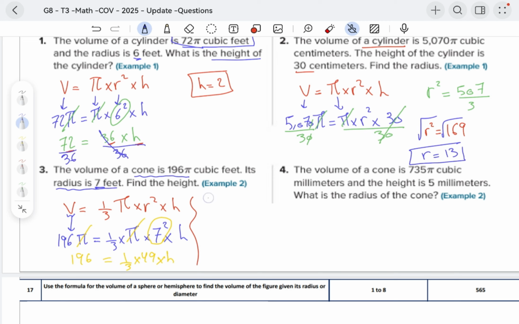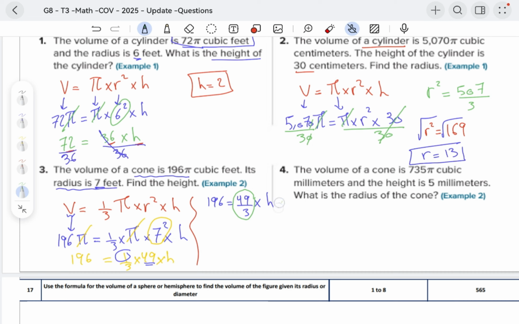Okay, so now we have 196 equals, if we multiply 49 by 1, this is 49 out of 3 h. Now to solve this equation, we have to isolate the variable. So we need to get rid of this fraction. To get rid of the fraction, we're going to multiply by its reciprocal.